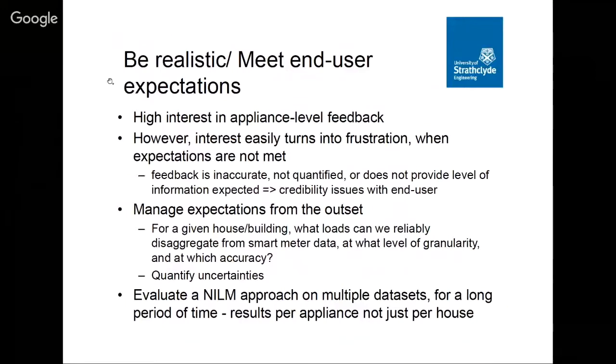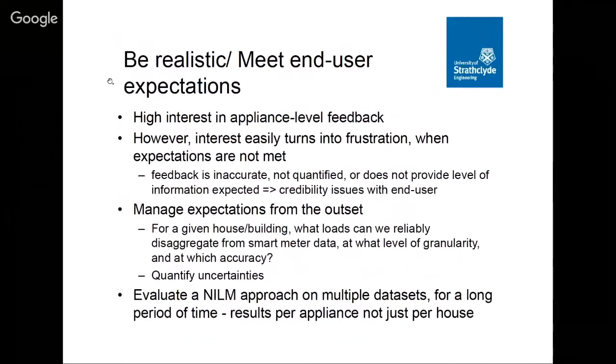The first thing to do, when you've got someone coming up with a data set, they want to try NILM, is let's manage the expectations. Let's see what we can disaggregate. We can't disaggregate everything, and we all know that. For a given house or building or data set, what loads can we reliably disaggregate from smart meter data or from multiple meter data? What kind of granularity do you need? Do you need megahertz, kilohertz, second to minute? And what kind of accuracy would work for you?